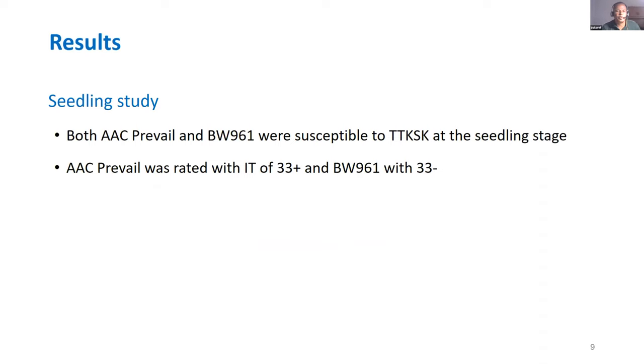So the seedling study has shown that both AC Previal and BW961, which are the parental lines, are susceptible to TTKSK at the seedling stage. That means they don't have any major gene which is effective against UG99 at seedling, at least.